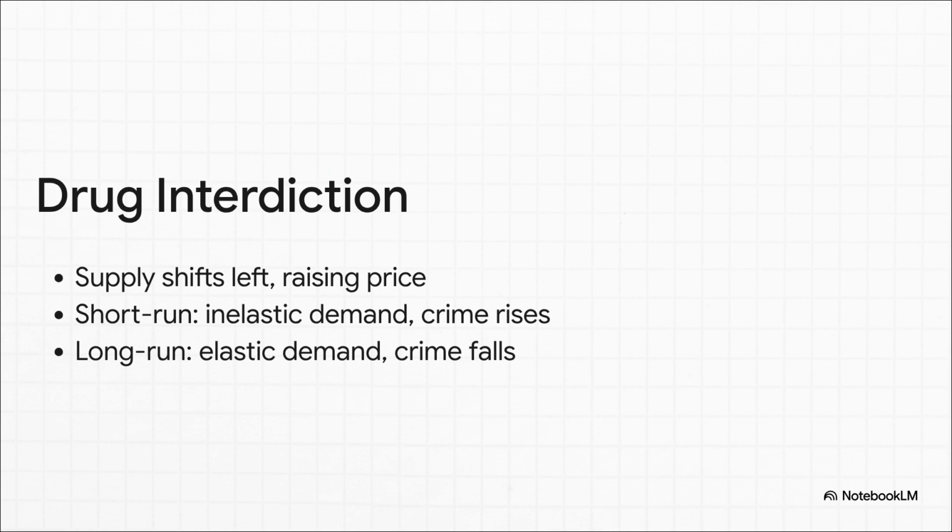For individuals suffering from addiction, illegal drugs are a short-term necessity, meaning their demand is highly inelastic. A higher price does not substantially reduce their use. Because the price jumps but the quantity they need doesn't drop, they need much more cash fast, which mathematically correlates to an increase in crimes like theft or burglary in the short run. However, in the long run, demand becomes more elastic. Sustainably high prices discourage experimentation, which leads to fewer new users over time, ultimately decreasing drug-related crime later on.